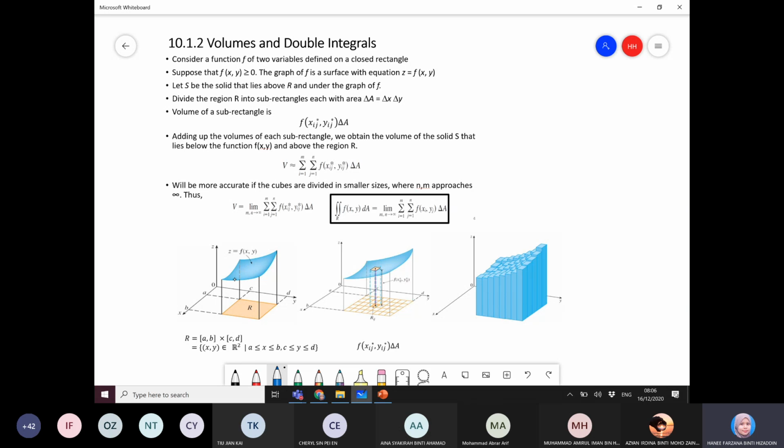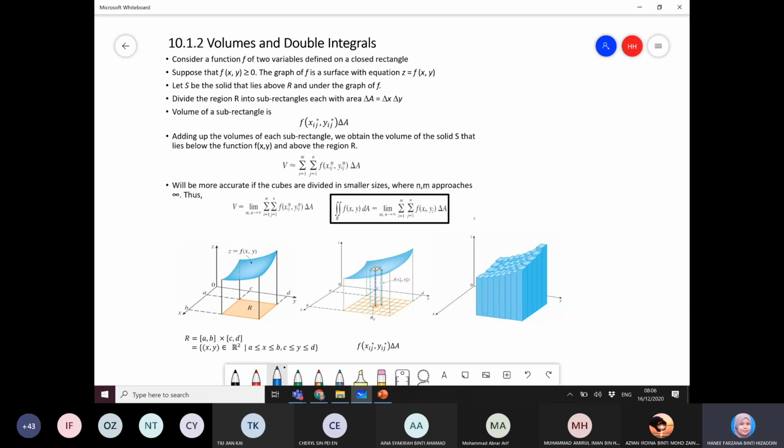So S is the solid that lies above the region R but under the graph of f. When you integrate this function f of x and y with respect to x and y, that will give you the volume. Okay, that will give you the volume.